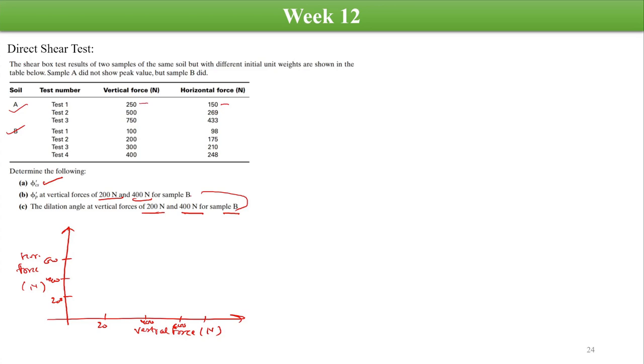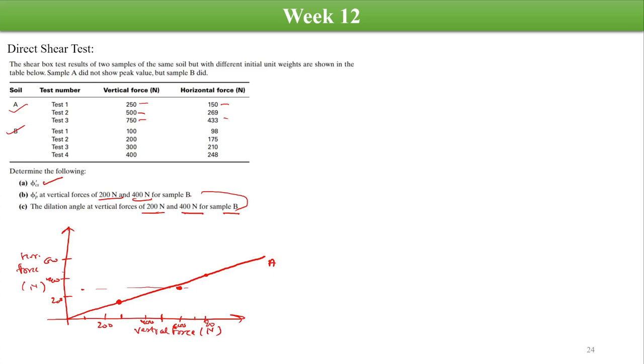horizontal force 150, vertical force 250. So the horizontal force 150 will be here, and the vertical force 250 will be here somewhere. So this is point one. Then the second one is the vertical force 500 here, and the horizontal force is 269 somewhere here. For the third point, we have 750 and 433. If we join these three, we'll get a best fit line here. That will be for soil A.